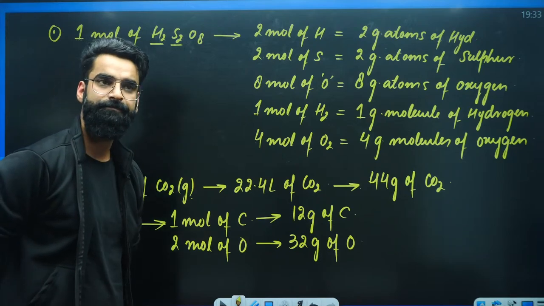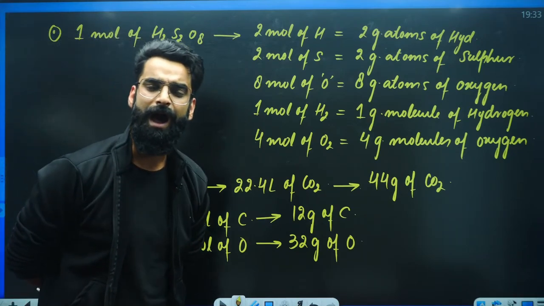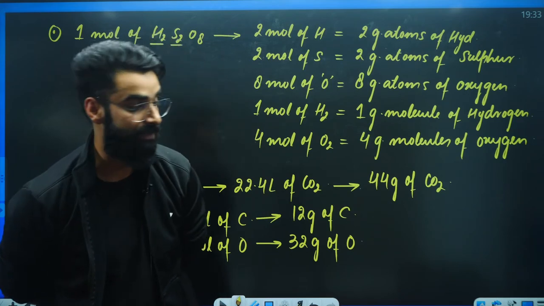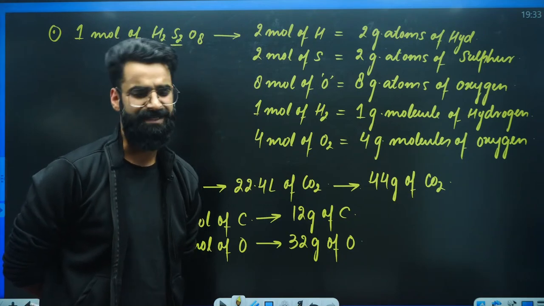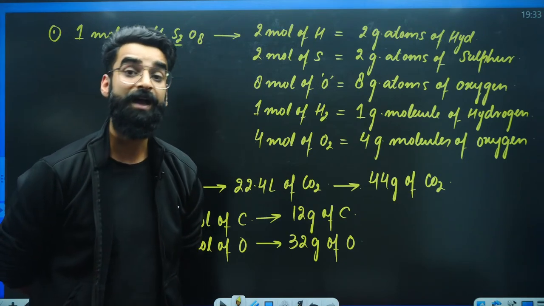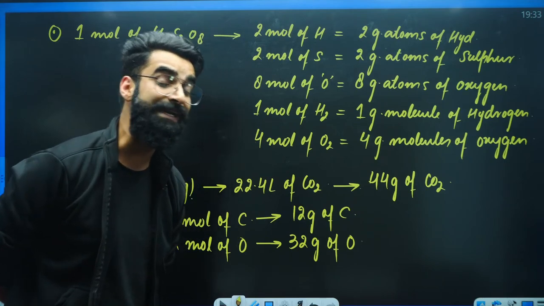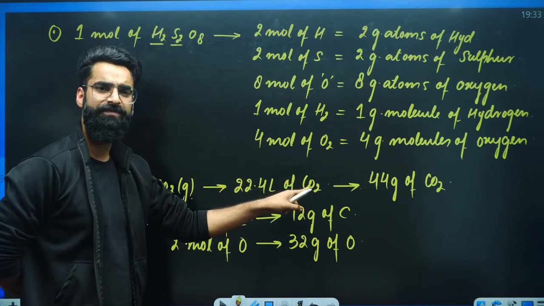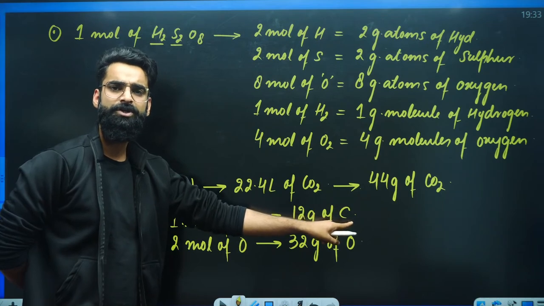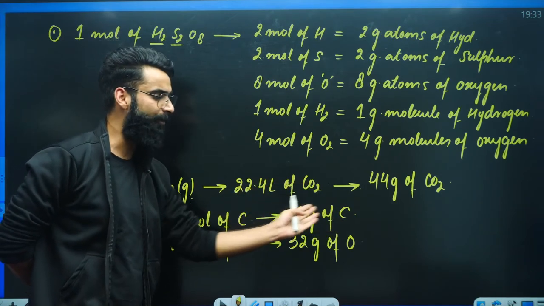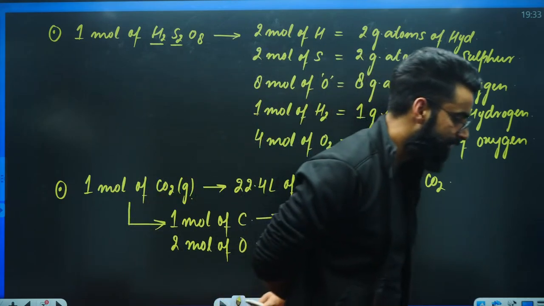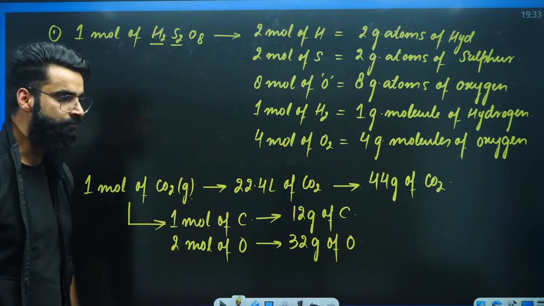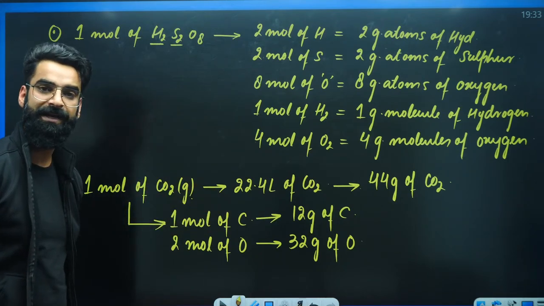Okay, if I ask you a question, at STP, how many grams of carbon are present in 44.8 liters of carbon dioxide? You know one thing, in 22.4 liters of carbon dioxide, there are 12 grams of carbon. So in 44.8 liters of carbon dioxide, there will be 24 grams of carbon, right? So directly you can relate the two things. You can take any two things and relate them. I hope it is becoming clear to you.